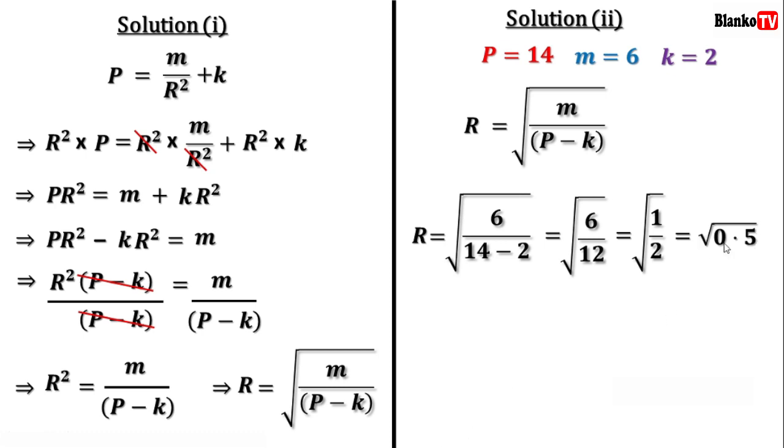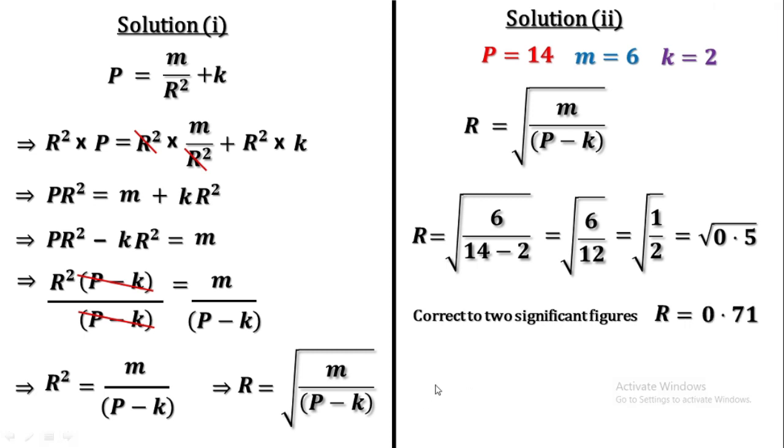Okay, and the square root of 0.5 is going to be 0.707. Okay, so to correct to two significant figures, we are going to get r is equal to what? 0.71. So r, correct to two significant figures, is equal to 0.71.